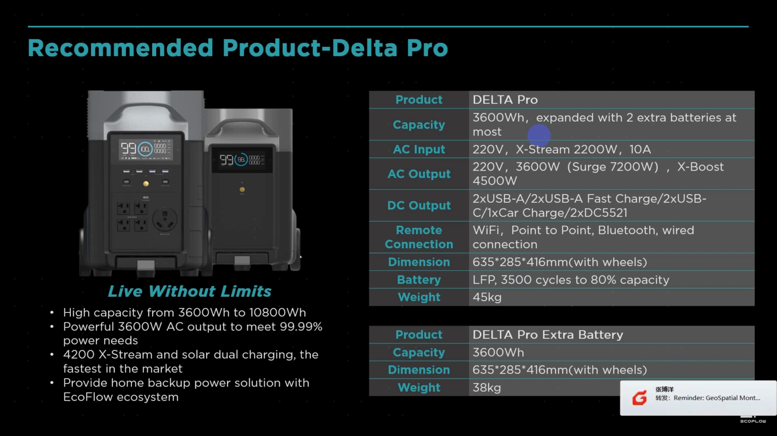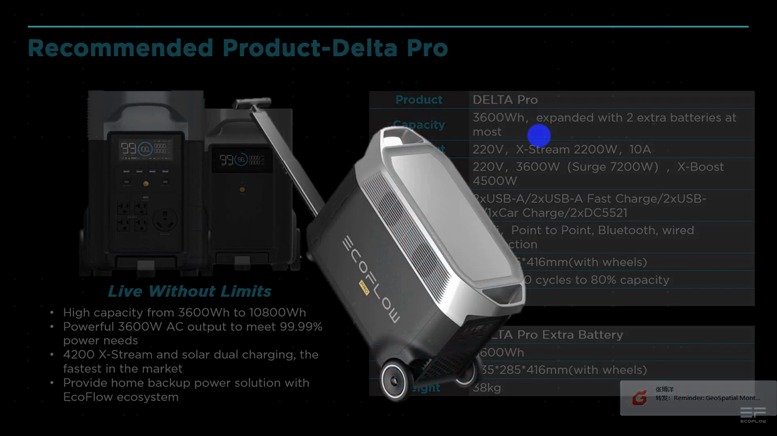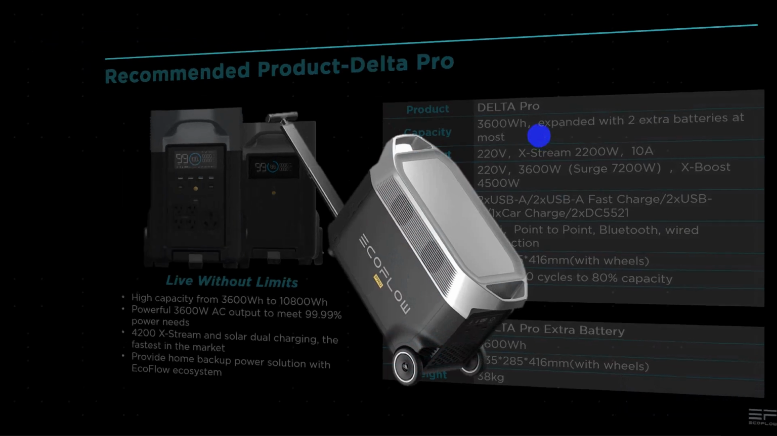And the last two are dimension and weight. Also, for its extra battery, the capacity is the same, 3,600 watt-hours, and the dimension is smaller and the weight is lighter. Due to its bigger size and weight, we equipped a trolley and wheels to help it to be pulled easily.